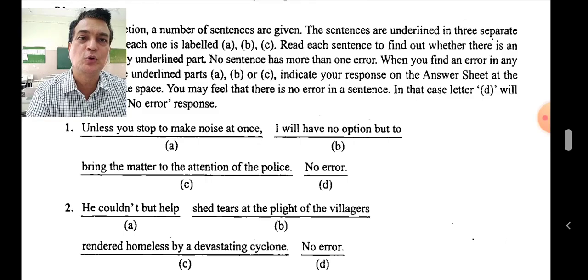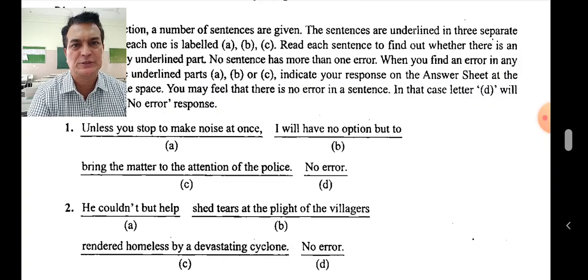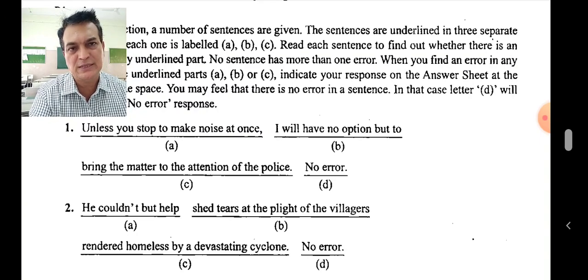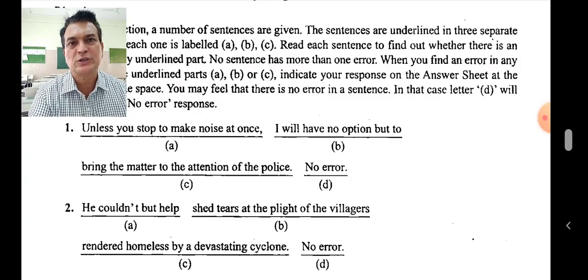Unless you stop to make noise at once, I will have no option but to bring the matter to the attention of the police. Now, here spotting the error. So where is the error? Error is in A. A is the answer here. And unless means what? Unless means if not. It shows the condition, but if not.